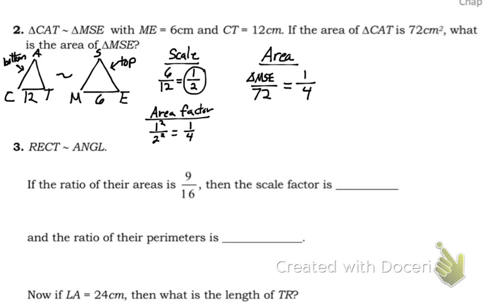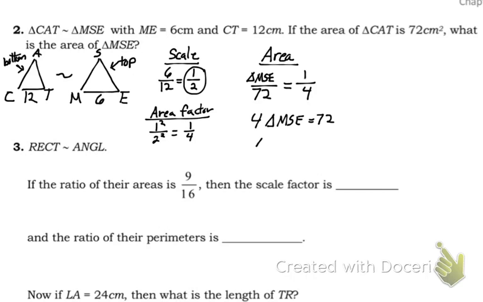All right, we have to remember that. And even though this isn't a word, it's a good thing to know that you have a scale factor and you have an area factor. All right, it's a good thing to know. And you have a volume factor. It's a good thing to remember. All right, then we just have to use cross multiplication. Well, 4 times the area of triangle MSE is going to equal 72 times 1.